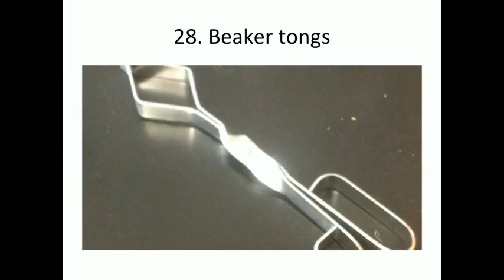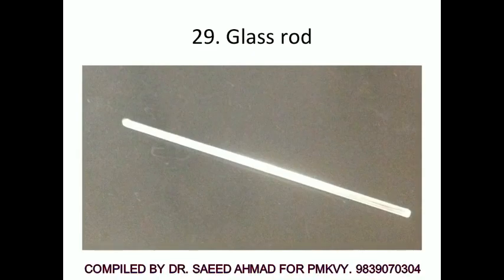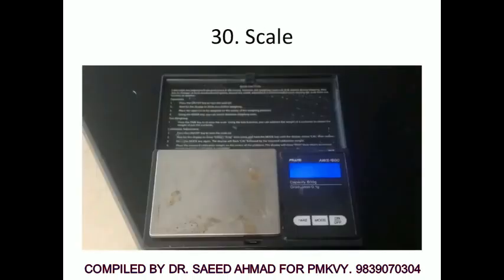This is a beaker tongue. It's used to move hot beakers. This is a glass rod. It's used to stir solids and liquids or materials. It's used to poke things in place of your fingers. Do not use your fingers in the lab to touch things. This is a digital scale. This is what we use in class to measure the amounts of solids or liquids.